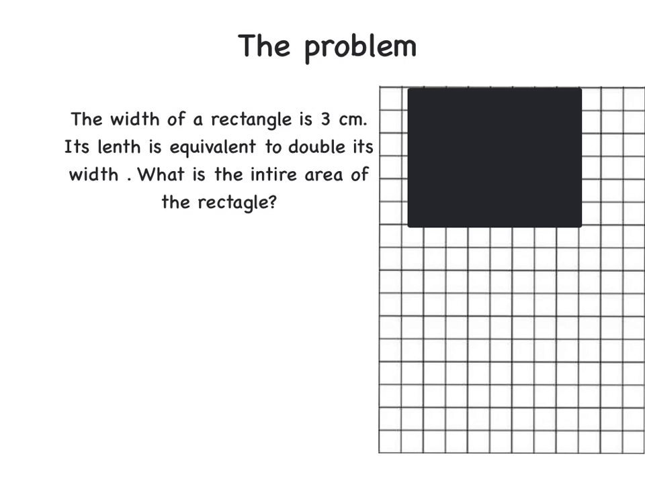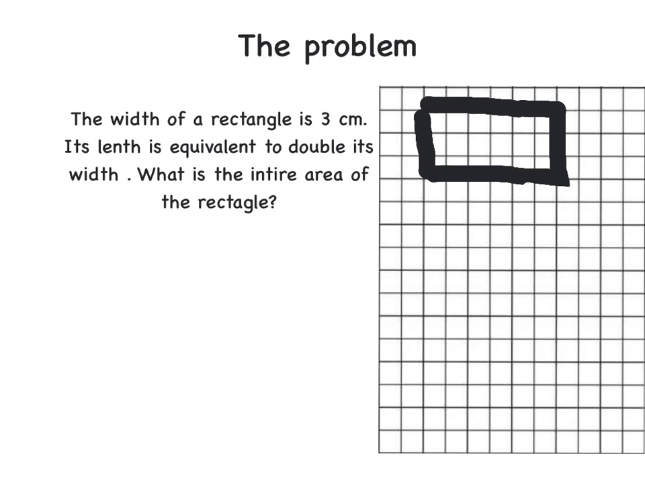The problem. This time this problem is going to be a little bit more complicated. We are going to read the problem, then we're going to solve it. The width of a rectangle is 3 centimeters. Its length is equivalent to double its width. What is the entire area of the rectangle? We know that the width of the rectangle is 3 centimeters, and its length is double it. So you could either do 3 plus 3, which equals 6, or you could do 3 times 2, which equals 6.